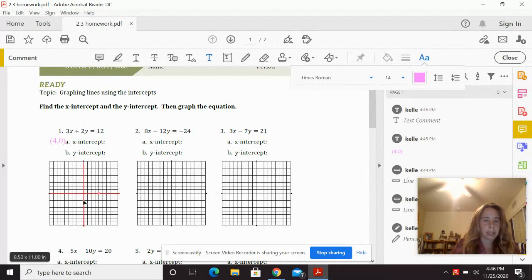Y-intercept, you're going to do the same idea, except now your y-intercept is going to be on the y-axis. Right? Your y-intercept is where it crosses the y-axis. So your x is going to be 0. So we're going to substitute 0 in for x. So 3 times 0, plus 2y equals 12. Multiply it through. 3 times 0 is 0, so this side is just 0 plus 2y, which is just 2y, equals 12.